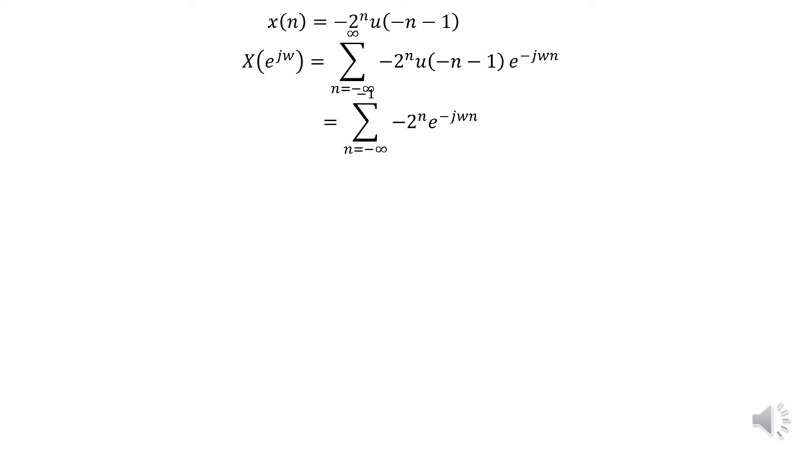So therefore in here I will replace n by minus n, therefore my limits will also change to n equals 1 to infinity, but my function will change to -(2^{-n}) e^{jωn}, right? So you can see that this has done the same thing, right? No change.